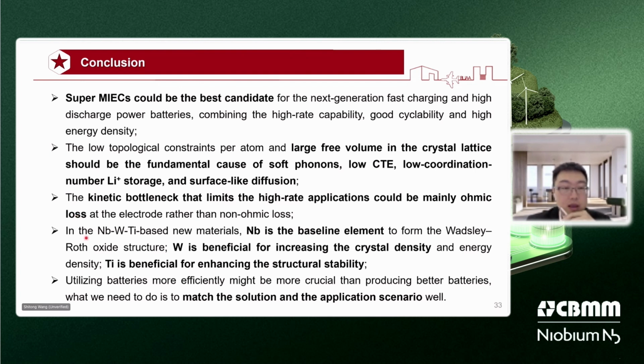And the next one is the niobium-tungsten-titanium-based new materials. All these three elements can contribute their own advantages, and we need to utilize all three for better applications and performance. And the last one is that utilizing batteries more efficiently might be more crucial than producing better batteries. So we need to match the solution and the application scenarios as well.